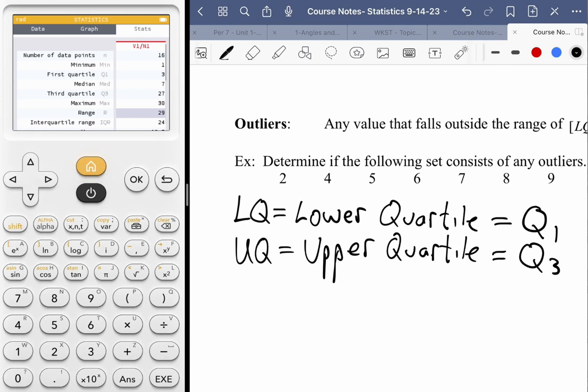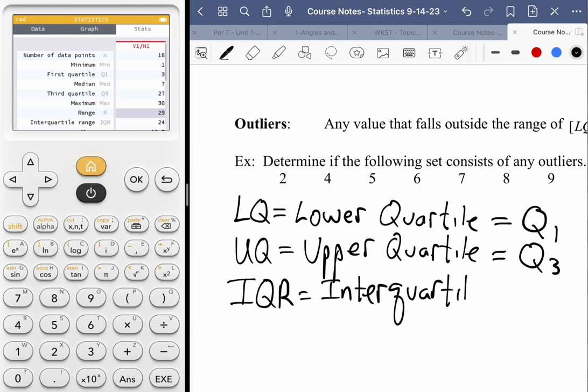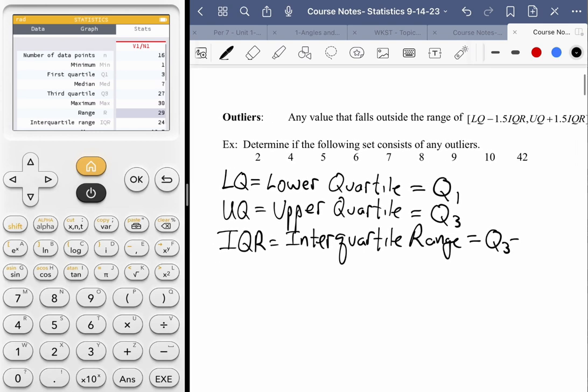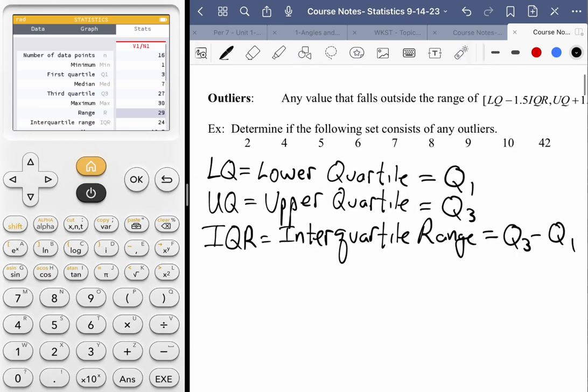Right? The IQR, interquartile range, is equal to Q3 minus Q1. All right. Interquartile range is equal to Q3 minus Q1. So if you find the upper quartile, subtract from it the lower quartile, and you have the interquartile range.